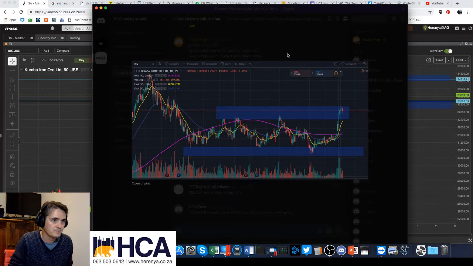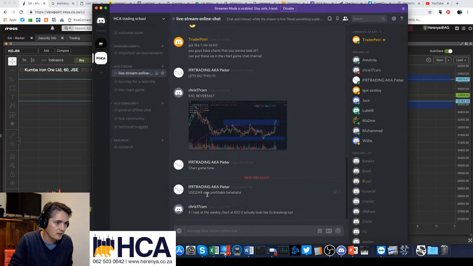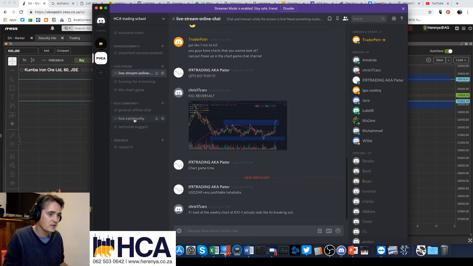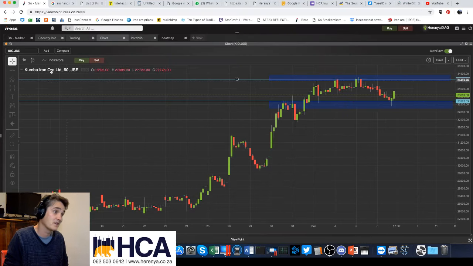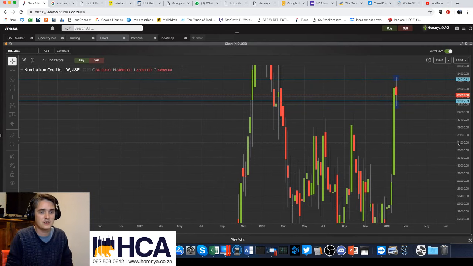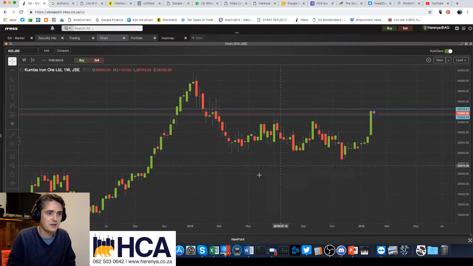Okay. The chart game. Okay, let's have a look. Looks like if you look at the weekly chart in Kumba, it actually looks like it's breaking out. Okay, so time frames are important here, because on the weekly chart it does look like it's breaking out.